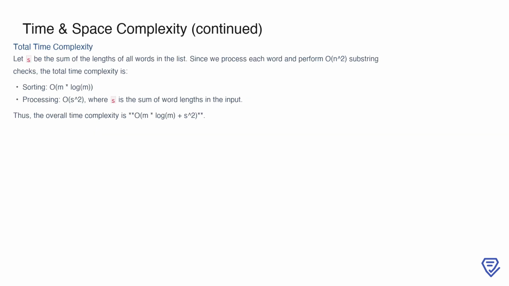Now, let's consider the total time complexity. Suppose S is the sum of the lengths of all words in the input list. Since we process each word and each word requires n squared substring checks, the total time required for processing all words is S squared. Adding to this is the sorting step, which has a time complexity of m*log m. Therefore, the overall time complexity of the algorithm is the sum of these two terms, m*log m plus S squared.